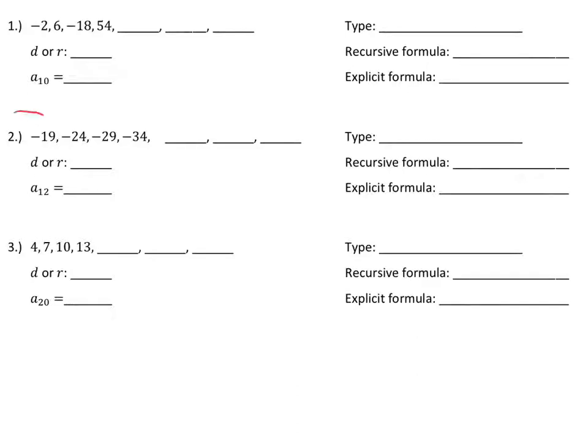So on number 2 here, this has a lovely pattern of starting at -19, and then going -24, and then -29, and it's just subtracting 5 each time. So this one has a common difference of -5, which makes it arithmetic. Make sure you know what type it is. So arithmetic. And the next few terms are going to give you -39, -44, -49.